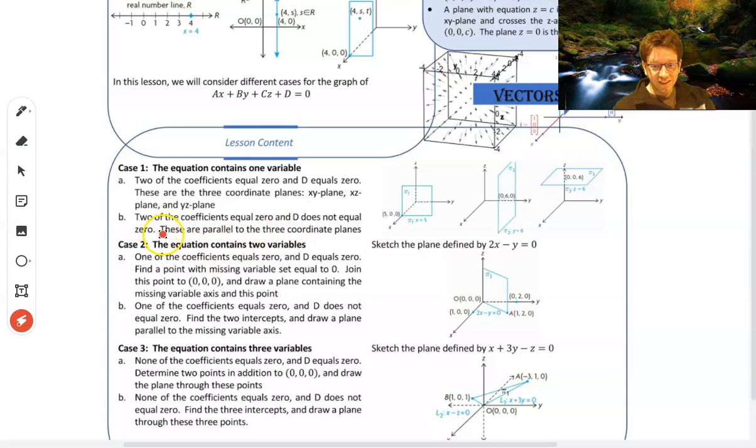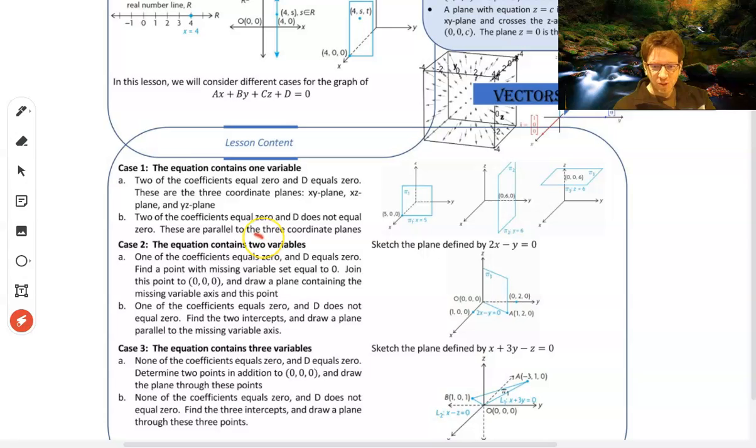Well, these are just parallel to all these planes. So for example, x equals 5. Well, that is parallel to our yz plane, but we put it at the x coordinate 5. If you're to have y equals 6, for example, well, that's parallel to your zx plane, and we put it at the y coordinate 6. If you had z equals 6, well, that's parallel to your xy plane, and we place it at the z coordinate 6.